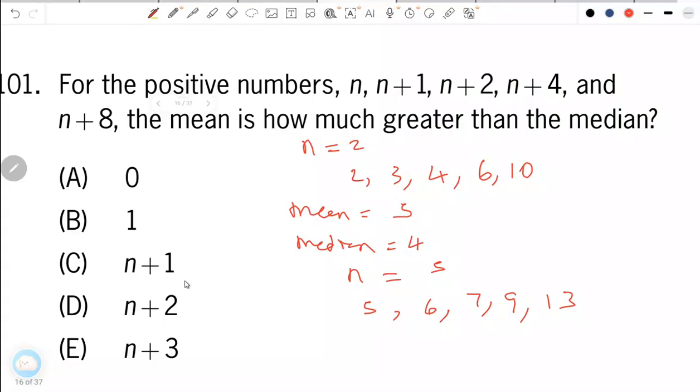5 plus 6 plus 7 plus 9 plus 13, divided by 5. That 40 divided by 5 is 8. 8 minus 7 is 1. You see, that will be better to check this.